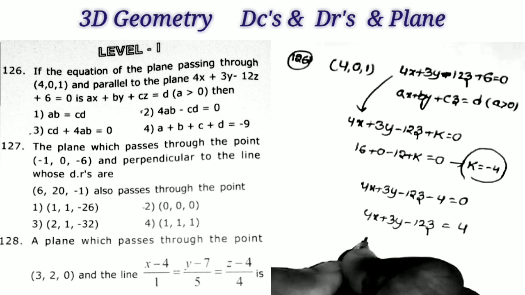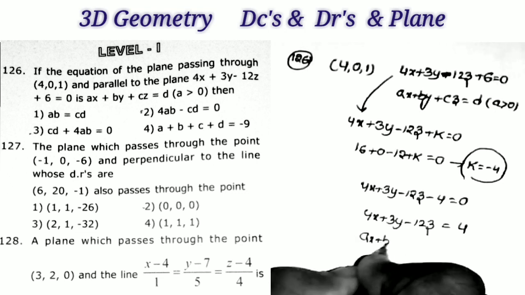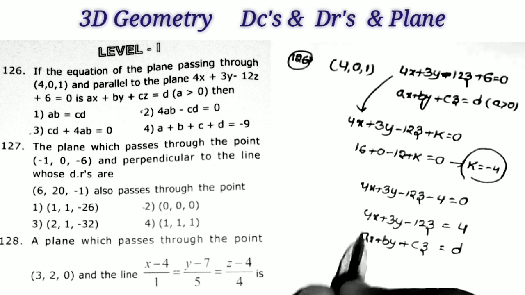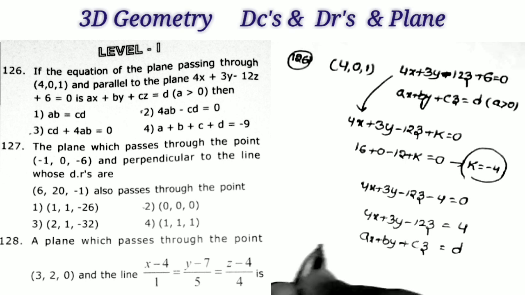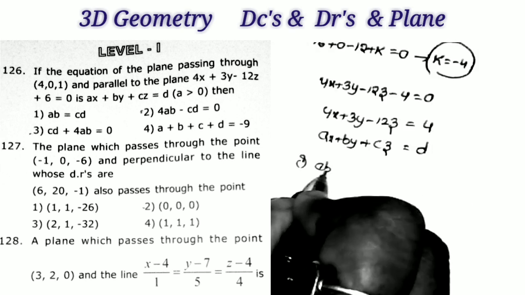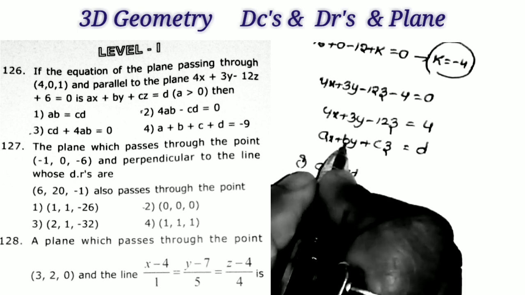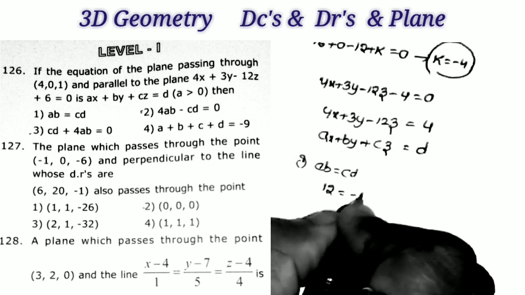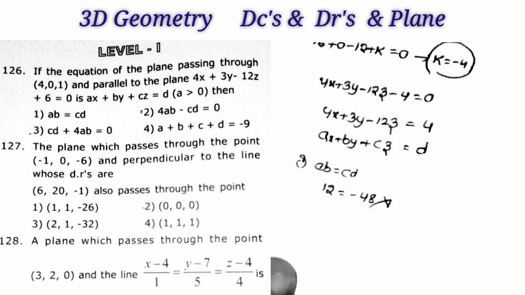Given that this is in the form ax + by + cz = d, a is equal to 4, b is equal to 3, c is equal to -12, d is equal to 4. Now we have to check the options. What is the first option? The first option is ab = cd. ab is 4 into 3, 12; cd is -12 into 4, -48. No, this is not the correct option.